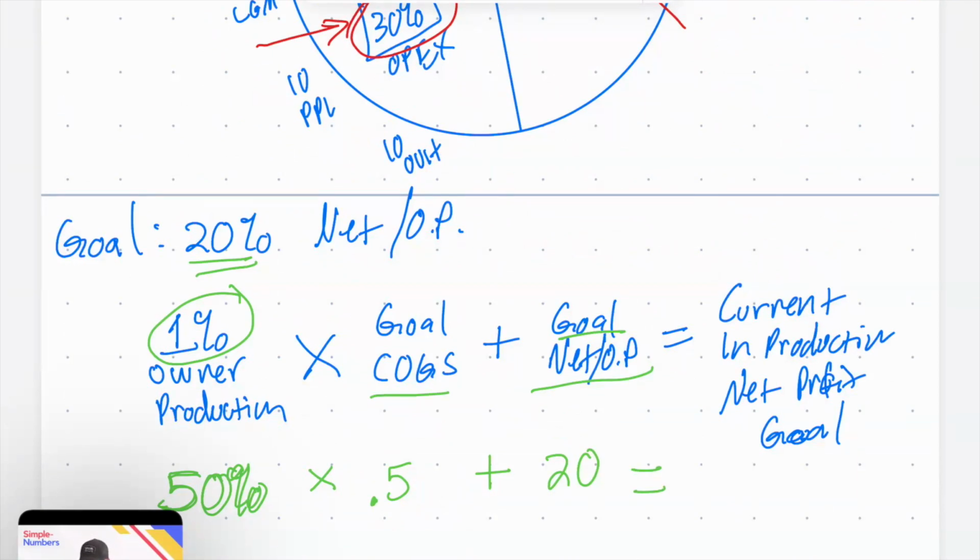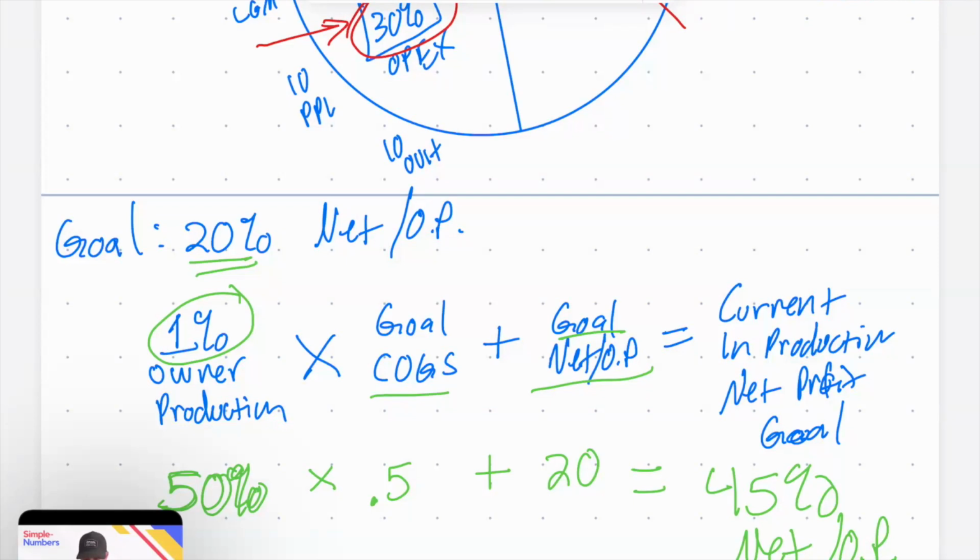So let's do the math. 50 times 0.5 is 25 plus 20. We should be at a 45% net profit and owner pay now while we're doing 50% of the production, so that if tomorrow we decided we were going to step out, we would still be at a 20% net. Why? Because we're going to start paying an agent on the deals that right now we're not paying them on. So that is the formula to use to know if your profit is healthy or not healthy.